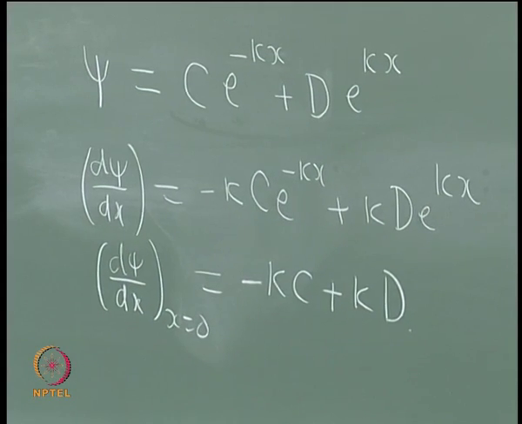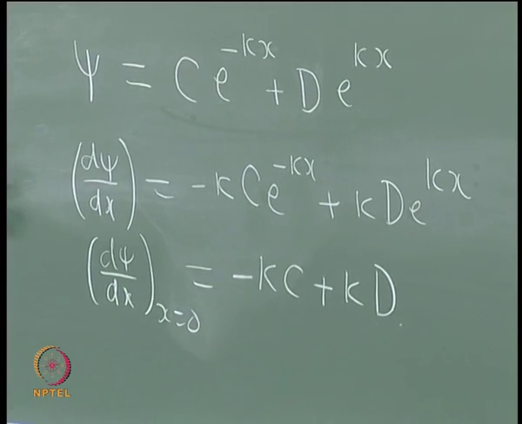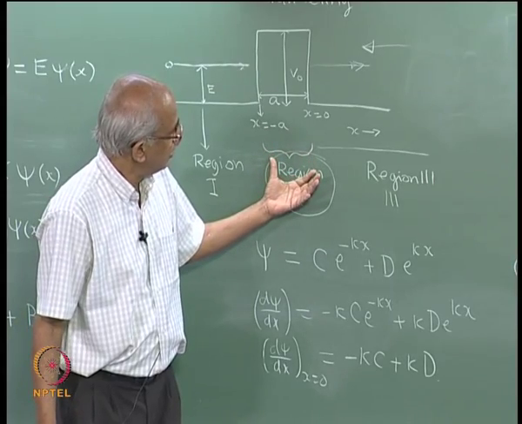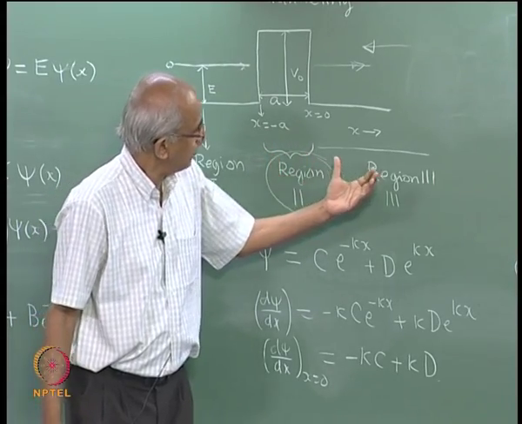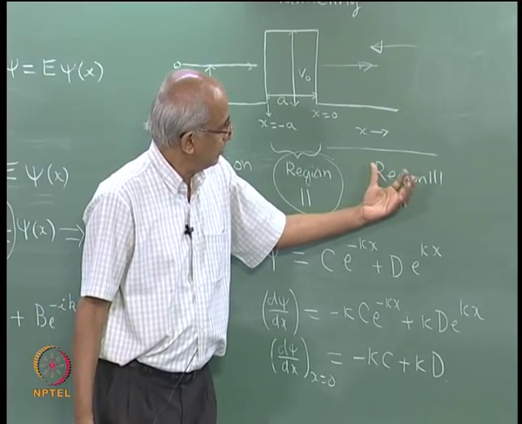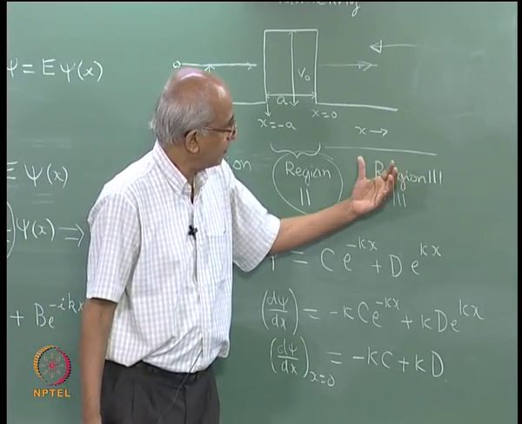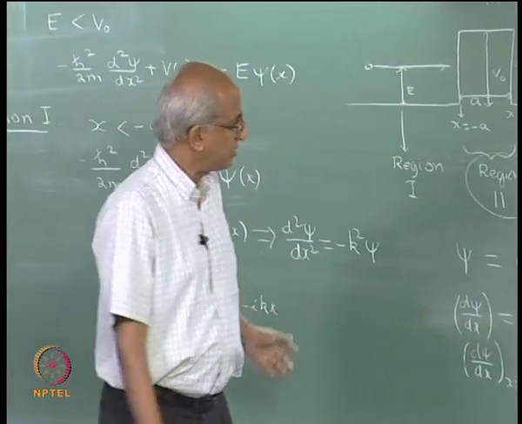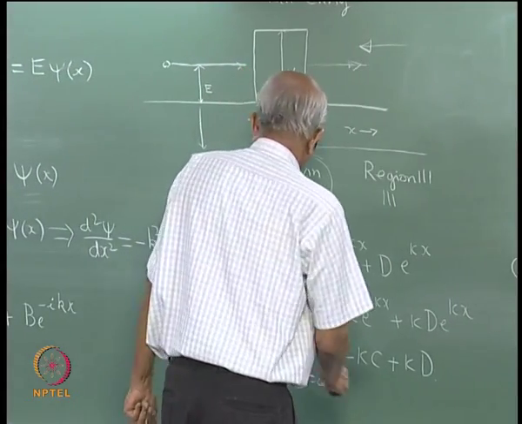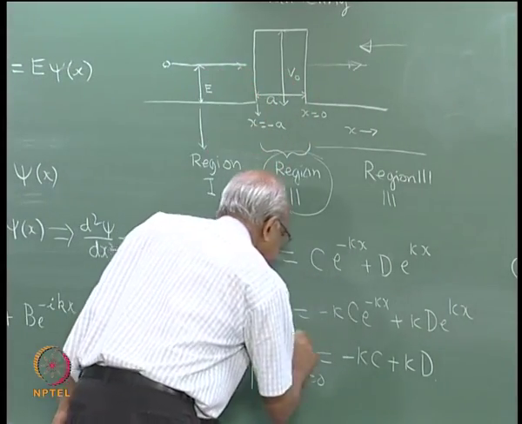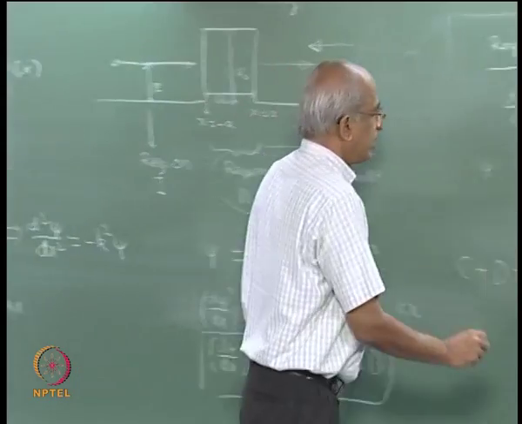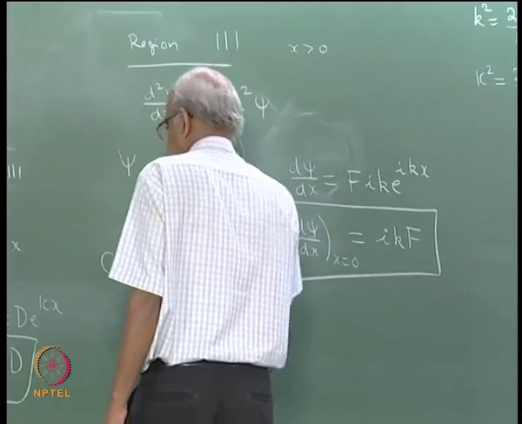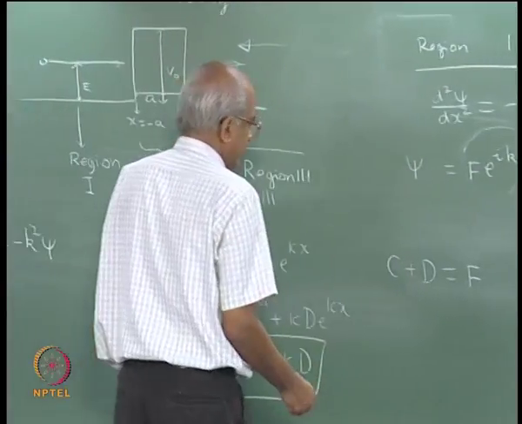So we have evaluated the derivative of the wave function at this same point using a functional form that is appropriate for region 2 and using a functional form that is appropriate for region 3. If the derivative is to be continuous, then what should happen? This derivative should be equal to that derivative, and therefore I get another equation.